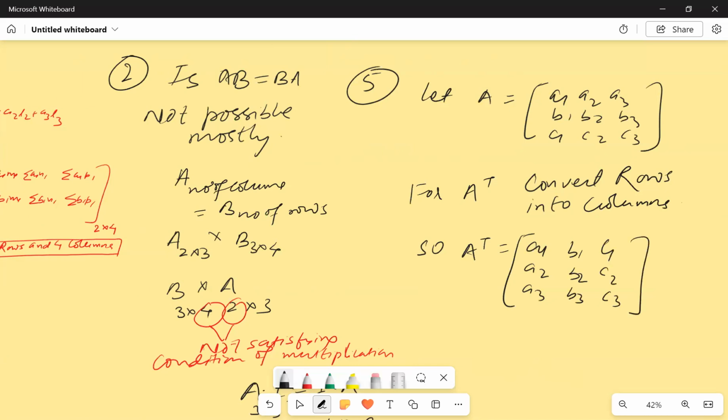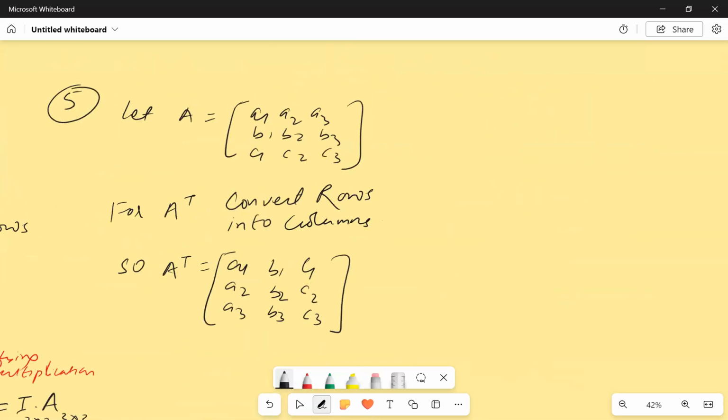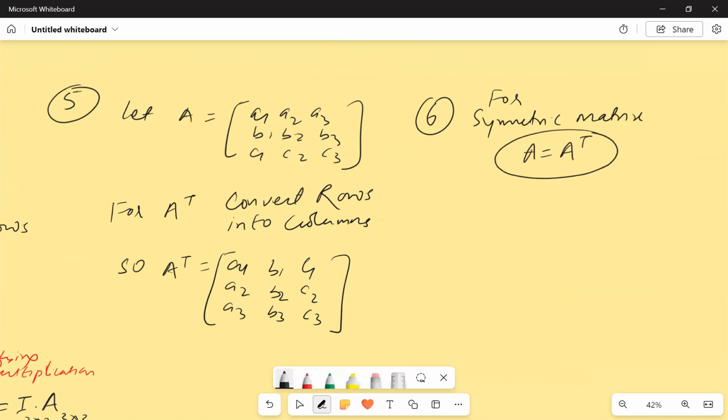Okay. Now the next one, what is a symmetric matrix? Symmetric matrix means A equal to A transpose. Or you can say if A is equal to A transpose, then the matrix is called symmetric. And for skew symmetric, A transpose equal to minus A.